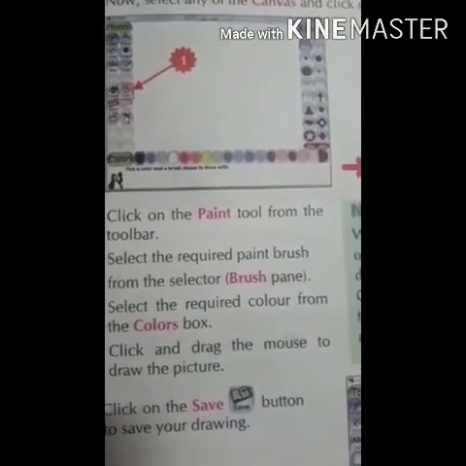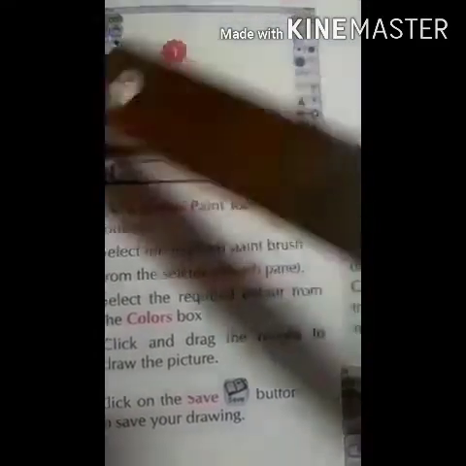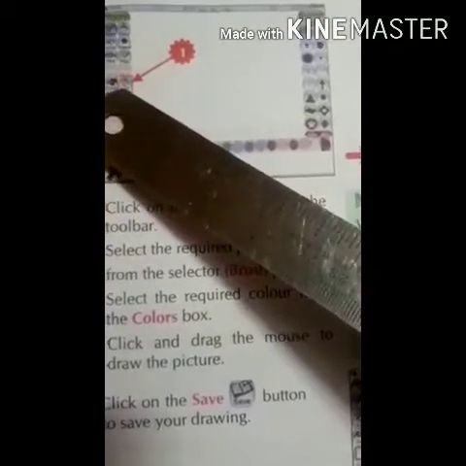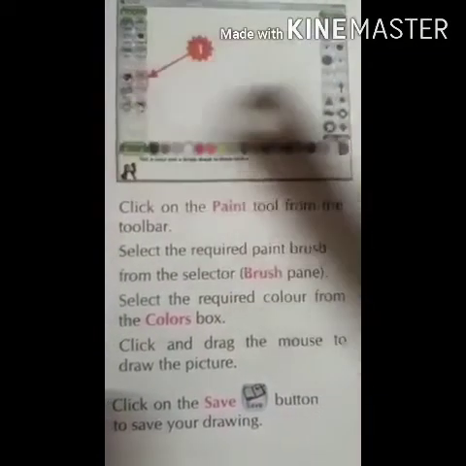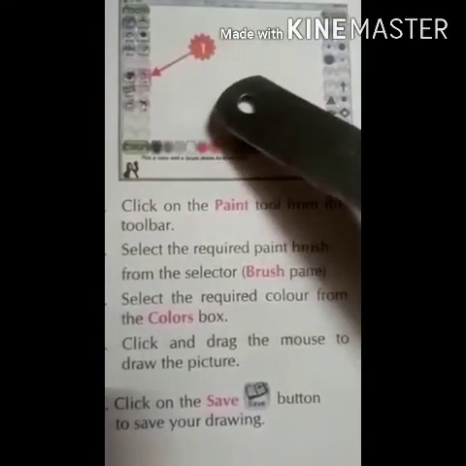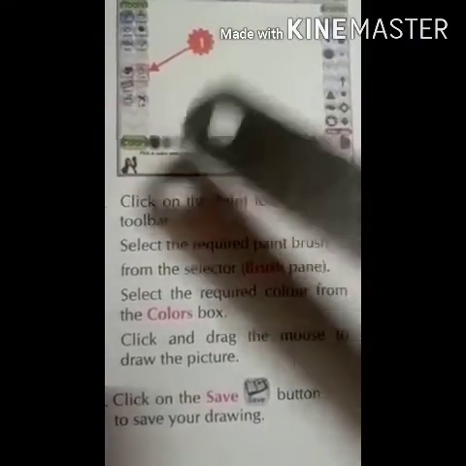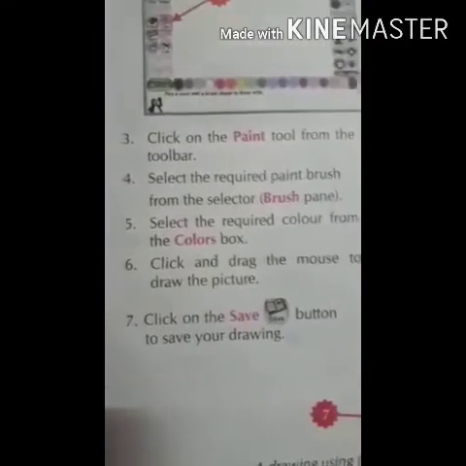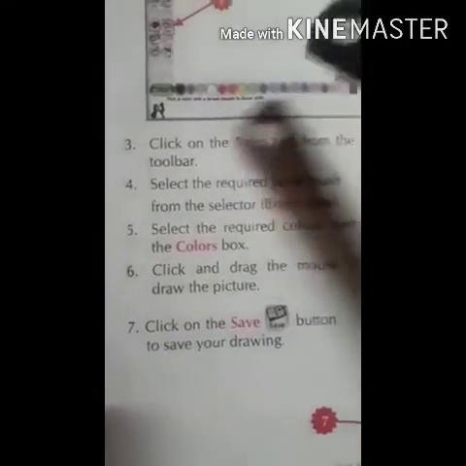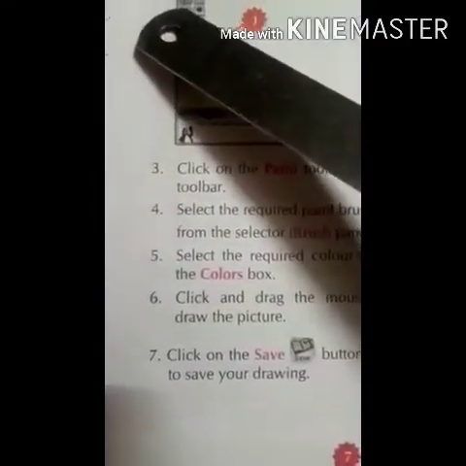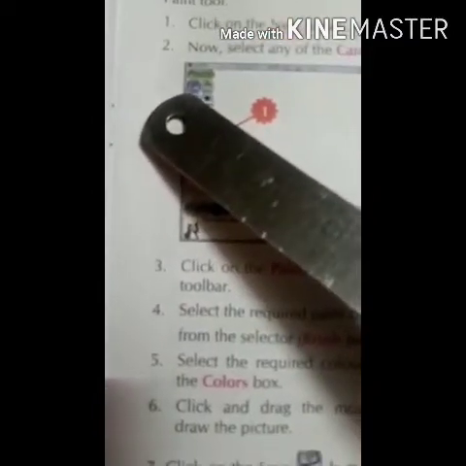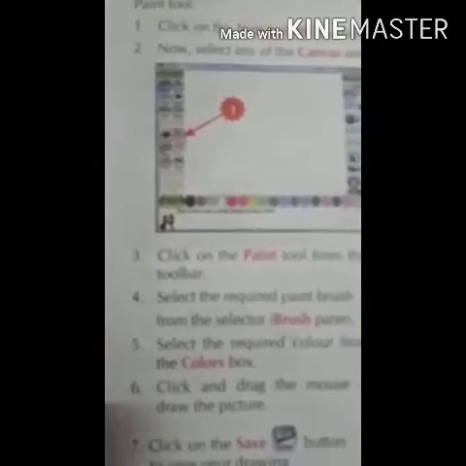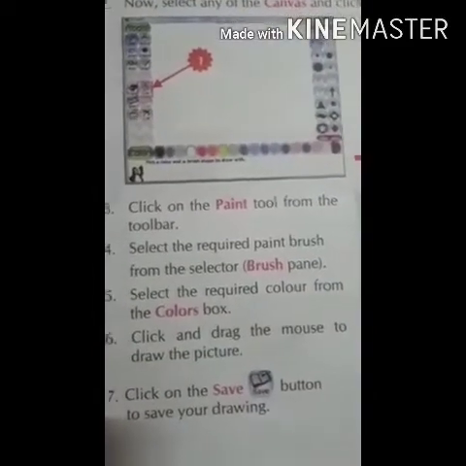So first of all, what we have to do, click on the new button. This is your new button to create a new drawing. Now select any place on the canvas, click on the open button. After that, click on the paint tool. See here, upside, it is the paint tool. Can you see? It is the paint tool from the toolbar.